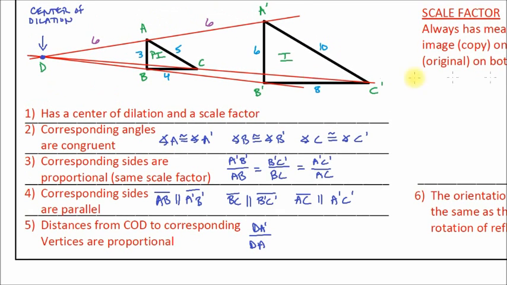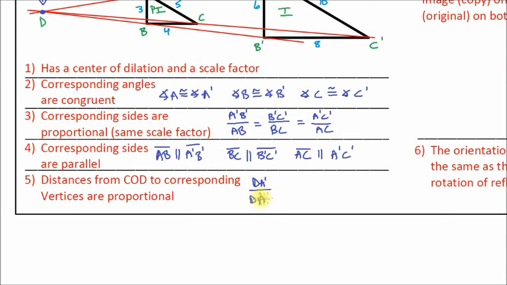So take a look at this. The distance from D to a vertex on our image divided by the distance to our pre-image corresponding vertex is actually equal to the distance to our next vertex on our image over that same vertex on our pre-image, and that's also equal to the distance from D to C prime divided by DC.